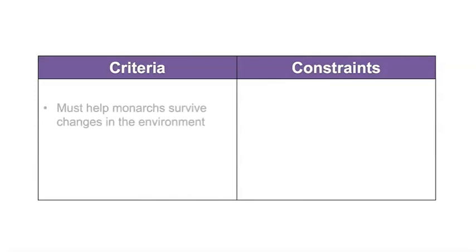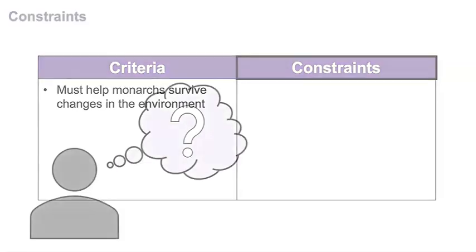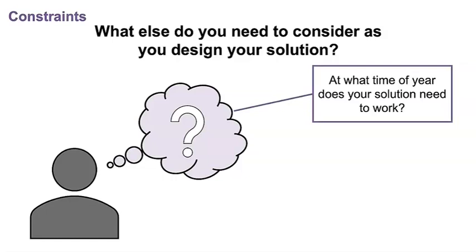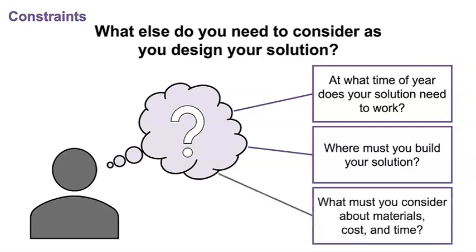We discussed that our solution must help monarchs survive changes in the environment. What else does our solution need to do? Well, besides the criteria, we also need to identify the constraints. So what else do you need to consider as you design your solution? At what time of year does your solution need to work? And where must you build your solution? What must you consider about materials, cost, and time? If we can answer these questions, we'll know many of our constraints.